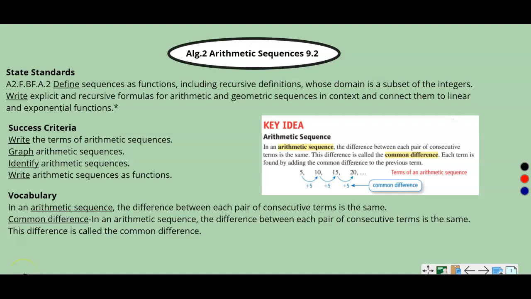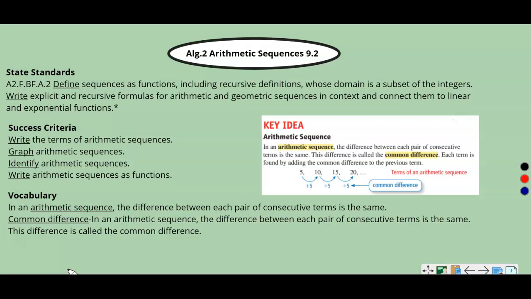Arithmetic sequences. All right, so today we're going to talk about arithmetic sequences, and you're going to learn how to write the terms of an arithmetic sequence, graph an arithmetic sequence, identify arithmetic sequences, and write arithmetic sequences as functions. So there are two important vocabulary terms that you need to know.